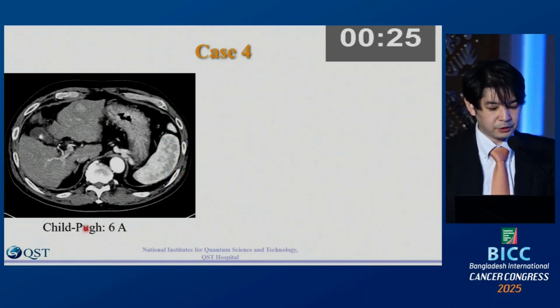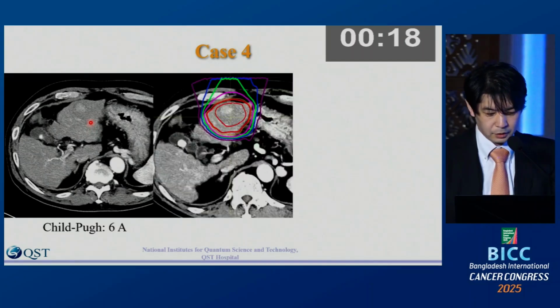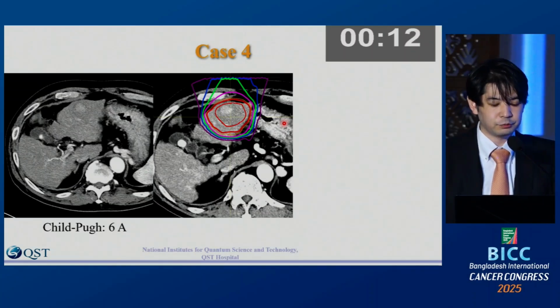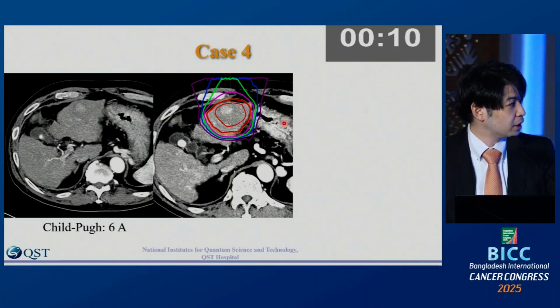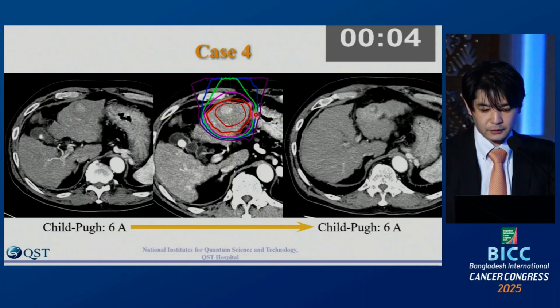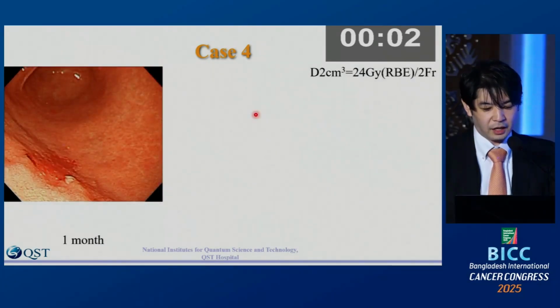Okay, here's another case with a tumor here. I treated this like this, but this treatment plan has a critical flaw, and it's the dose to the stomach. It had a very high dose to the stomach, about D2cc of 24 gray in 2 fractions.